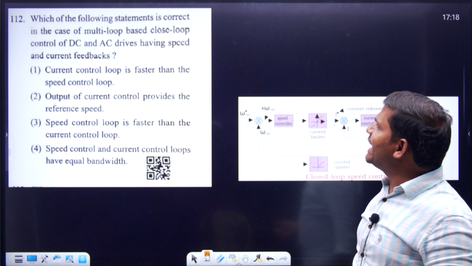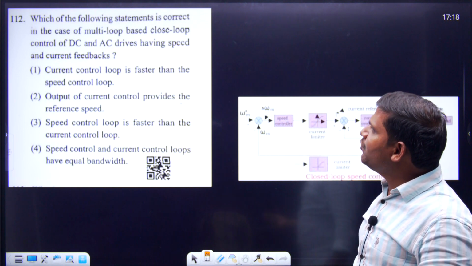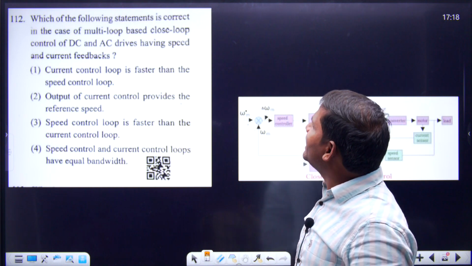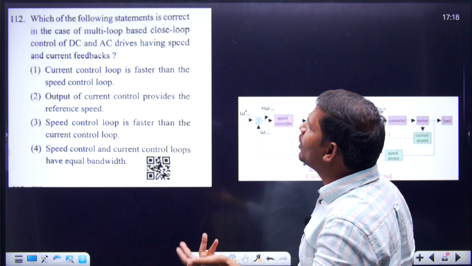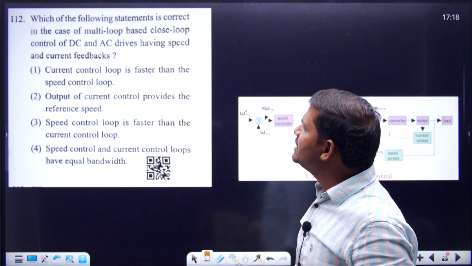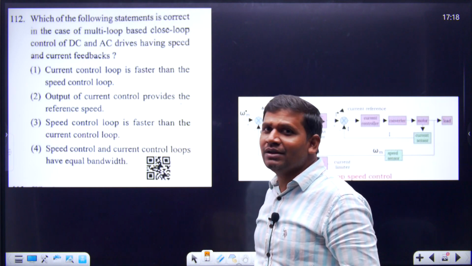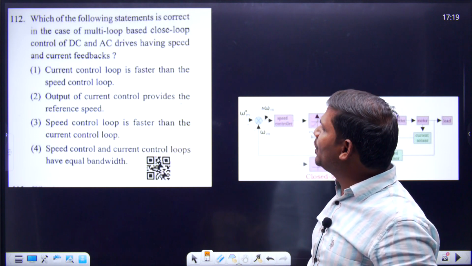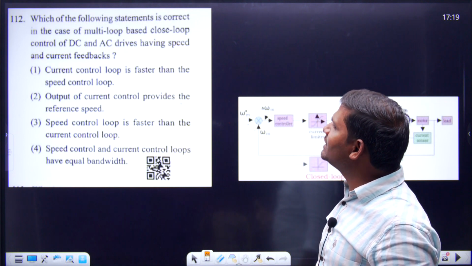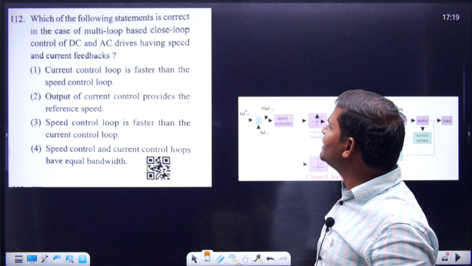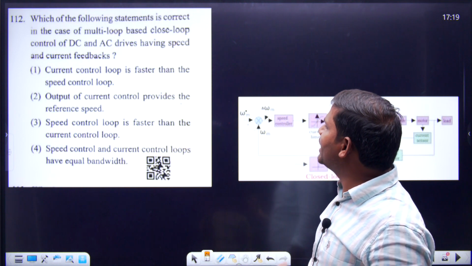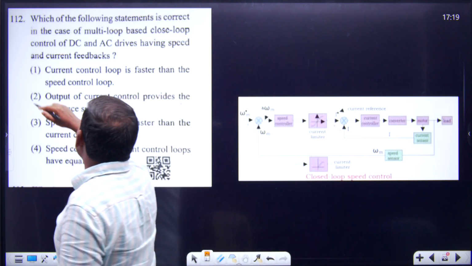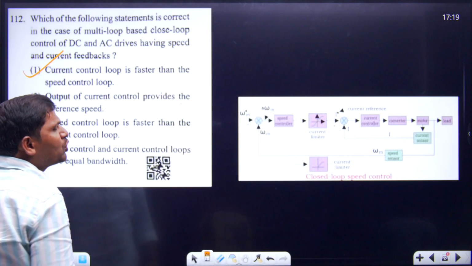Which of the following statements is correct in the case of multi-loop based closed loop control of DC and AC drives having speed and current feedbacks? Current control loop is faster than the speed control loop. Output of current control provides the reference speed. Speed control loop is faster than the current control loop. Speed control and current control loops have equal bandwidths. Always the current control loop is faster than the speed control loop, students.